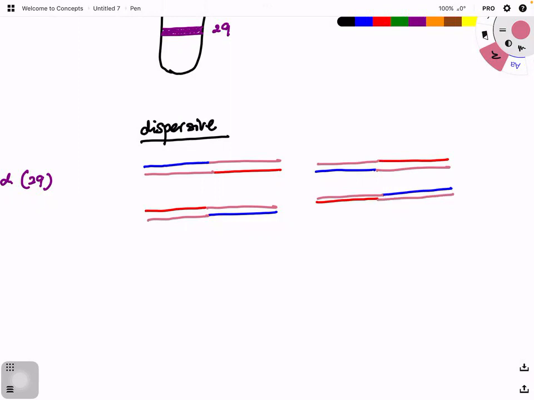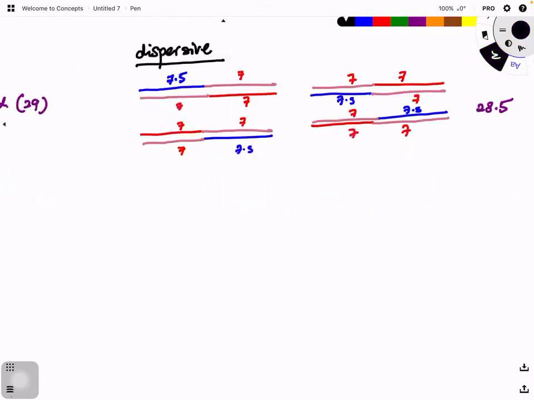So what will happen here is, look at this. This is half blue, 7.5. Red is 7, 7, 7. So each of them is half, right? Blue is 7.5, arbitrary unit. So the weights, all of them will be purple color in this case. All of them have the same weights. All of them are actually 28.5.